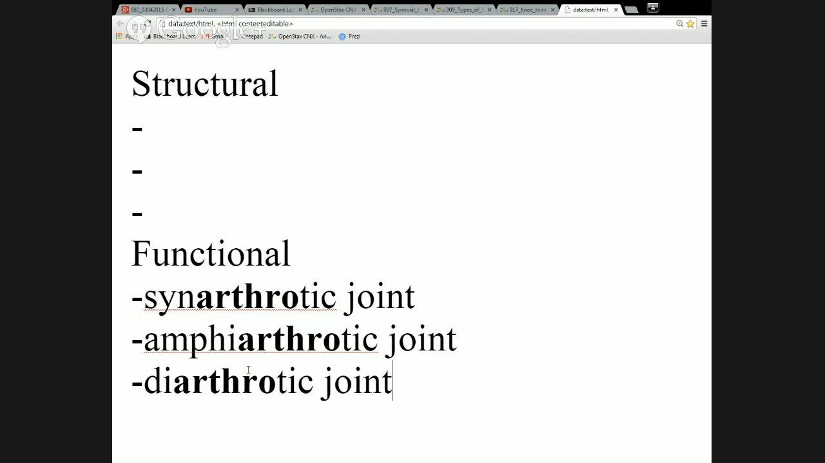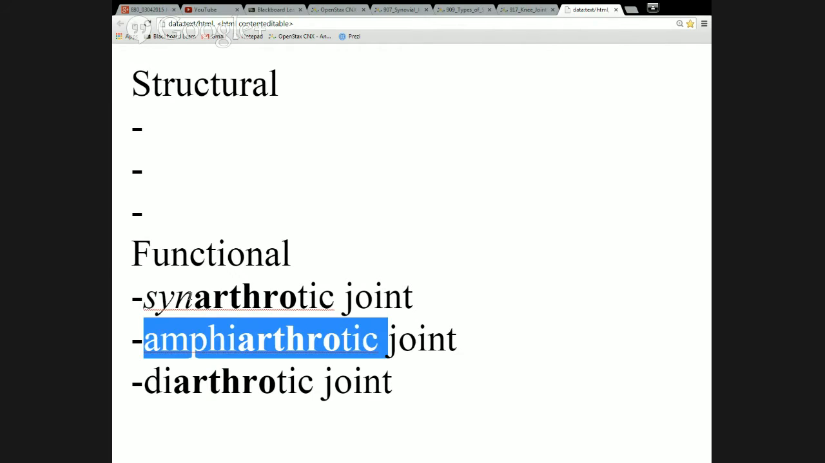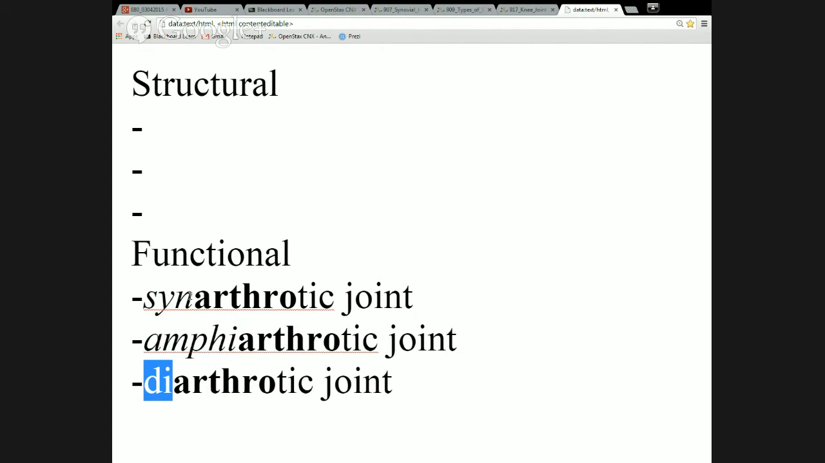So really the difference between these comes from what the prefix of each word is. Okay. So there's syn, arthi, and di. Synarthrotic joints are joints that are together, which is basically what syn means here. And by that, I mean the bones are connected together and they don't move relative to each other.